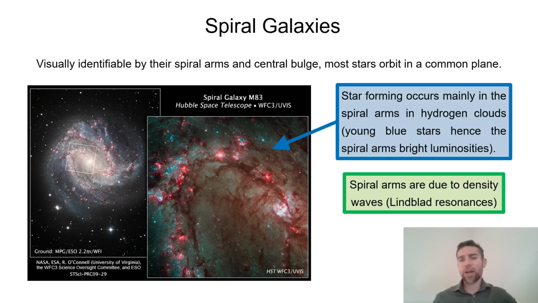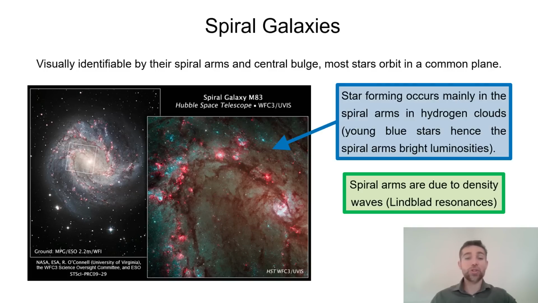And your star formation typically occurs in the spiral arms. You have these hydrogen clouds, so you've got your ionized hydrogen there, which is the red parts. You've then got bright blue stars, which have just formed there. So spiral galaxies have star formation predominantly in the spiral arms and the disk part of the galaxy.